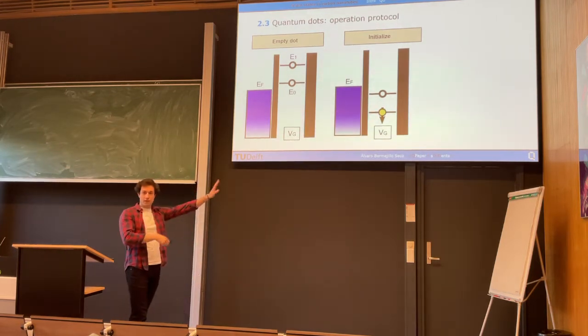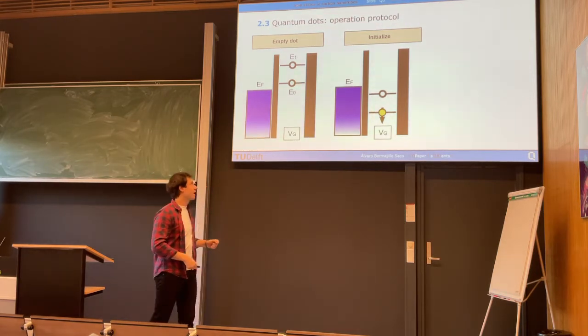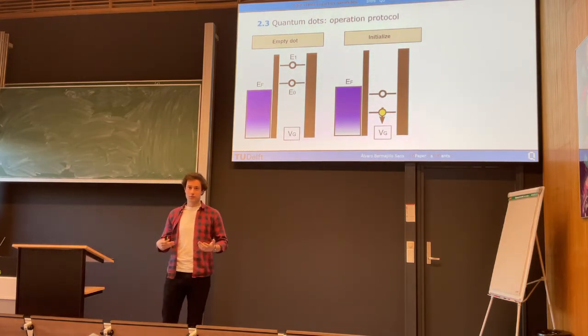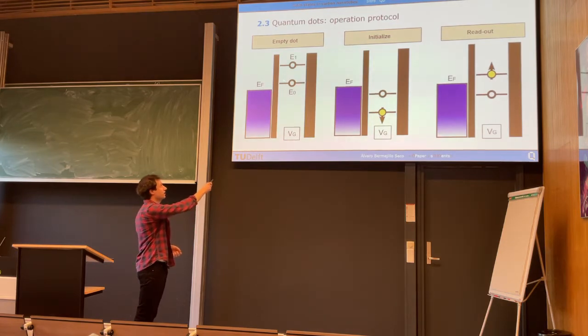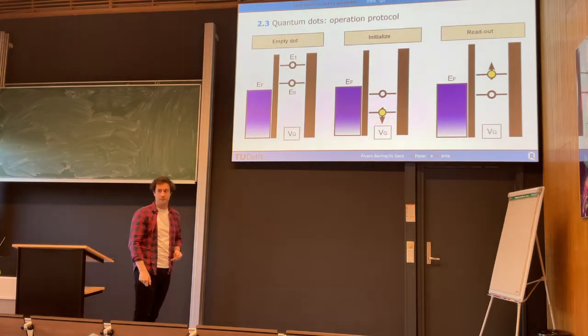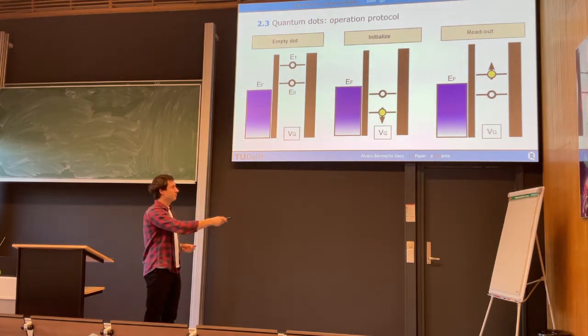Now, once I know that I have the ground state, I can work with it, drive it. We will talk about that later. But then I need to read it. I need to know at the end of my operations in what state my electron is. What I can do is push up, but not as much as here, just so that the two levels are in between the Fermi energy of the source. In this way, if an electron is in the excited state, it will jump off and I will be able to measure a current. But if it's here, it will be trapped. It cannot tunnel out. And we can see it here.